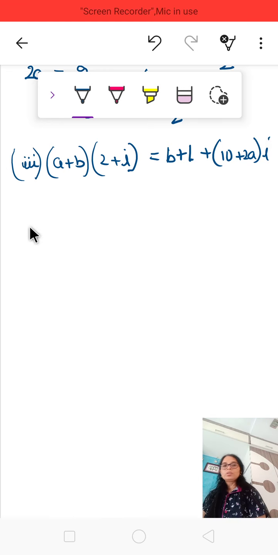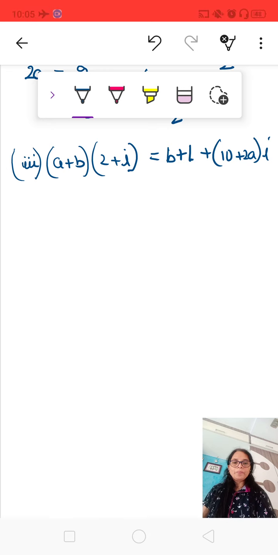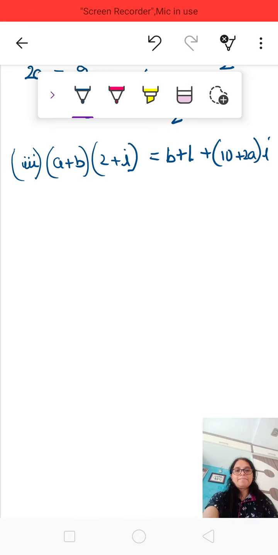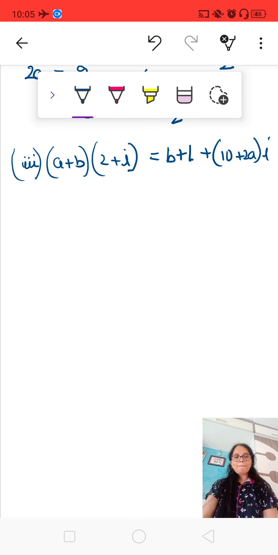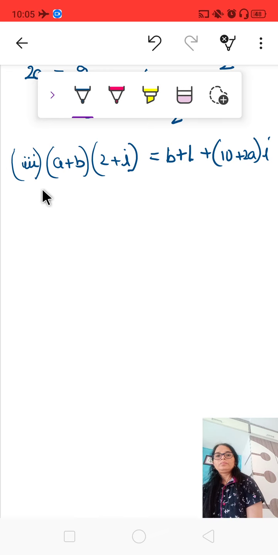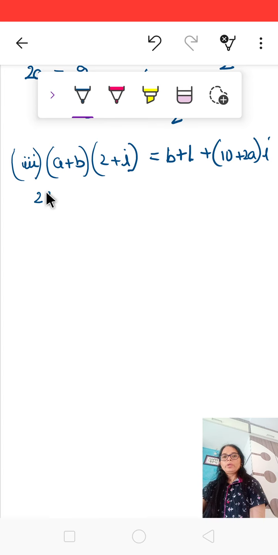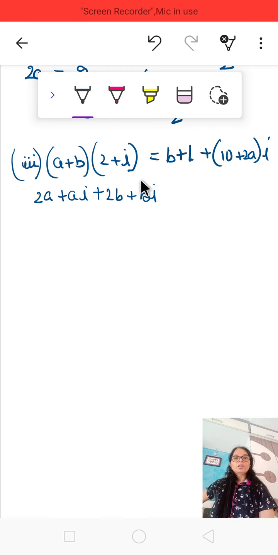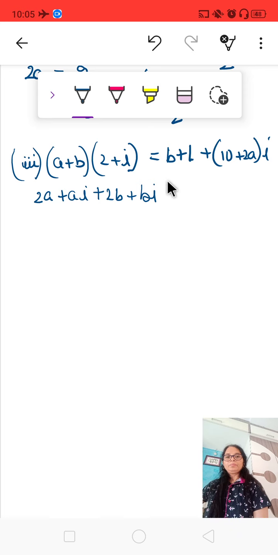Again comparing, real part, but here we can see that all the sums are in multiplication form. So we have to do the multiplication. So how will we do the multiplication? So it will be (2a plus ai plus 2b plus bi) is equal to b plus 1 plus (10 plus 2a)i.